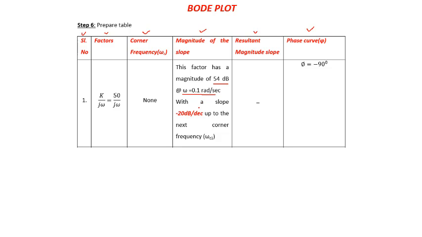And the factor here is a pole at origin, so it has a slope of minus 20 dB per decade, but it will be up to the first corner frequency or the next corner frequency. Here the next corner frequency will be omega c1. Resultant magnitude nothing, so hyphen, dash, and the phase curve for this type of factor is phi equal to minus 90 degrees, so it will be minus 90 degrees here.